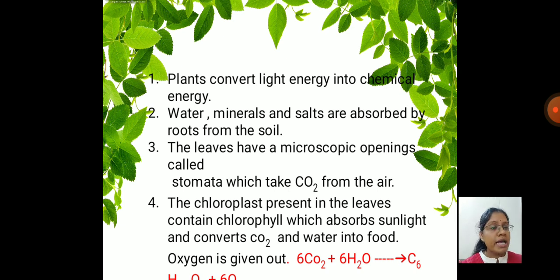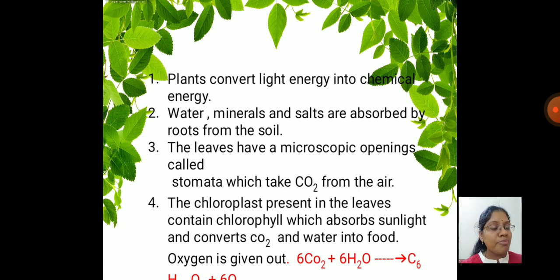The chloroplast that is present in the leaves contains chlorophyll. So that is an oval shaped box which contains chlorophyll, which absorbs sunlight and converts carbon dioxide and water. Water, how do the plants absorb water? From the soil. And by this process, they convert carbon dioxide and water into food. By this process of photosynthesis, oxygen is given out.